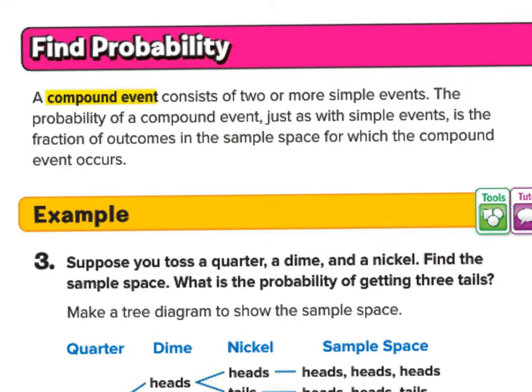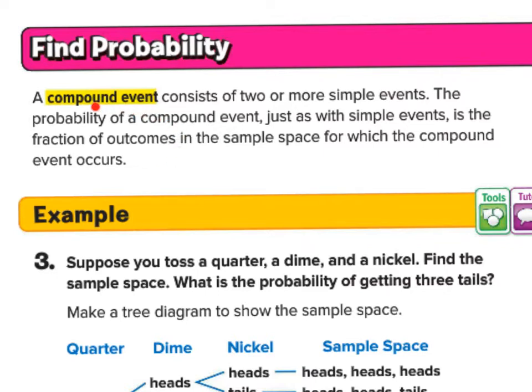Okay, and now for our next key concept, we're going to learn about compound events. Our friend Josh here is going to read for us. A compound event consists of 2 or more simple events. The probability of a compound event, just as with a simple event, is the fraction of outcomes in the sample space for which the compound event occurs. Okay, thank you, Josh. That was well read.